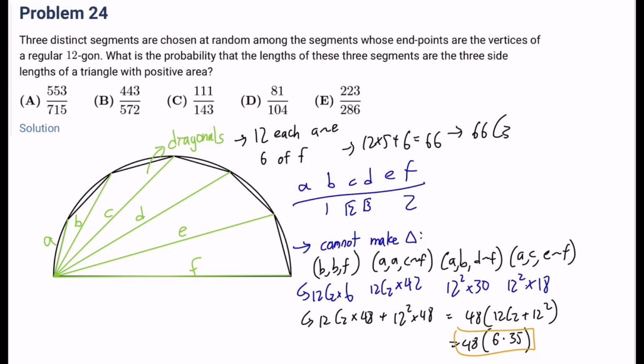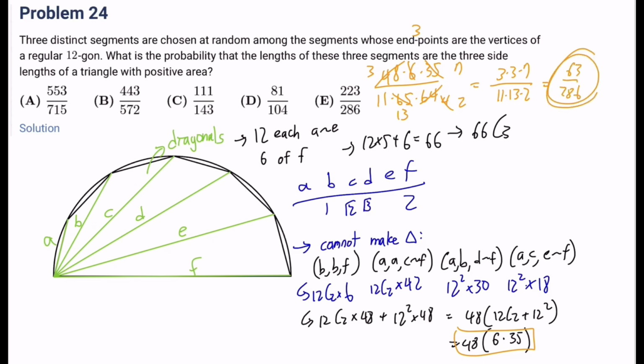And so for the fails, that's going to be 48 times 6 times 35 over 66 choose 3, which is basically 66 times 65 times 64 divided by 6. So that just makes this one 11. If we cancel, then this is going to give us 3, and this is going to leave us with 4. This gives us 2 and 3, and 35. That's going to give 7, and this is going to give 13. So this is all going to be 3 times 3 times 7 over 11 times 13 times 2. That's just 63 over 286, right?